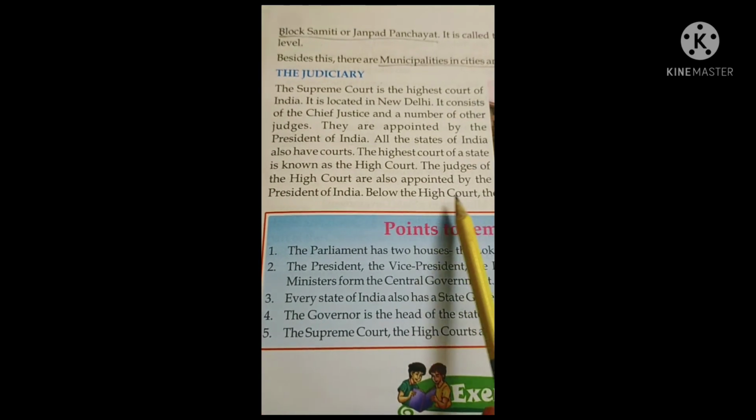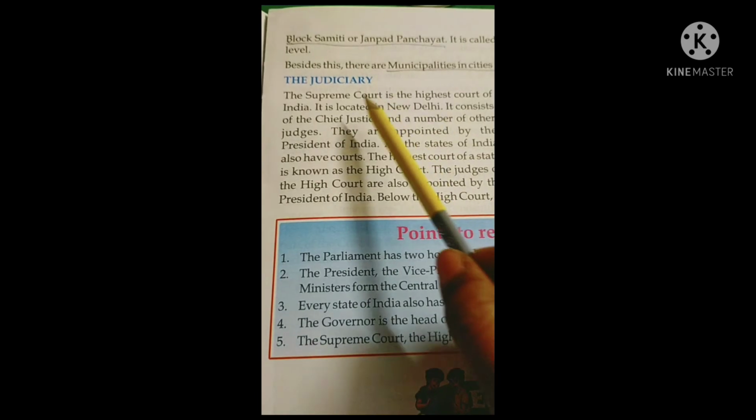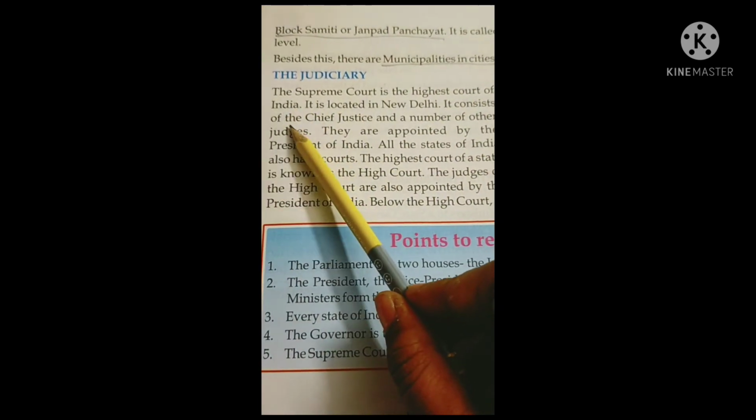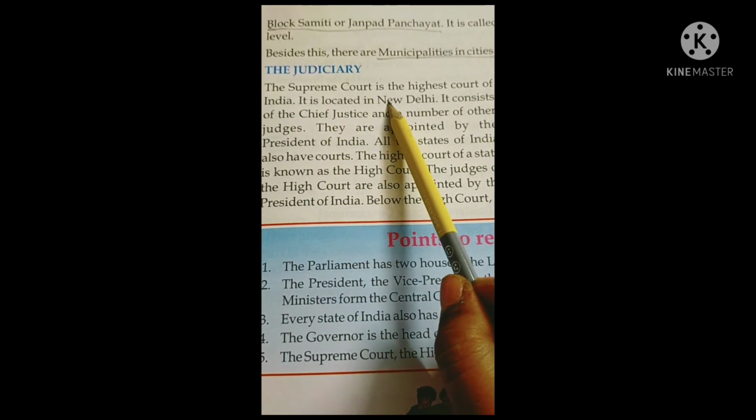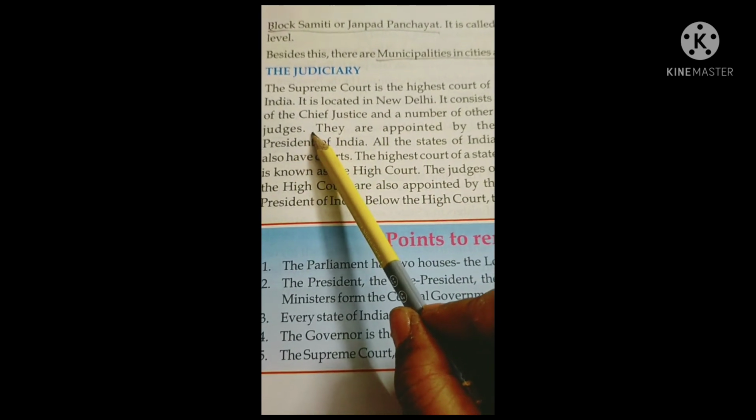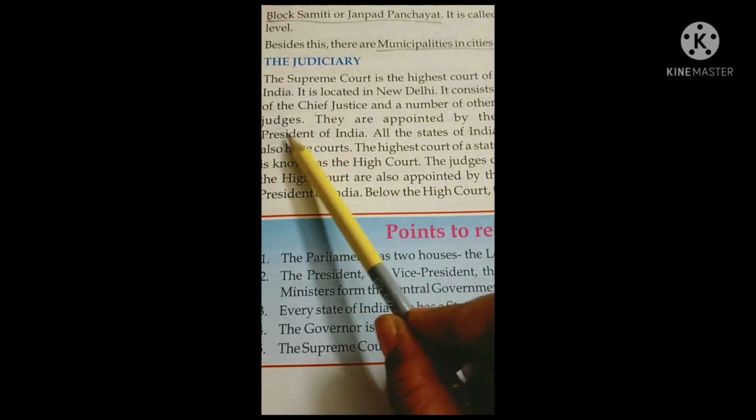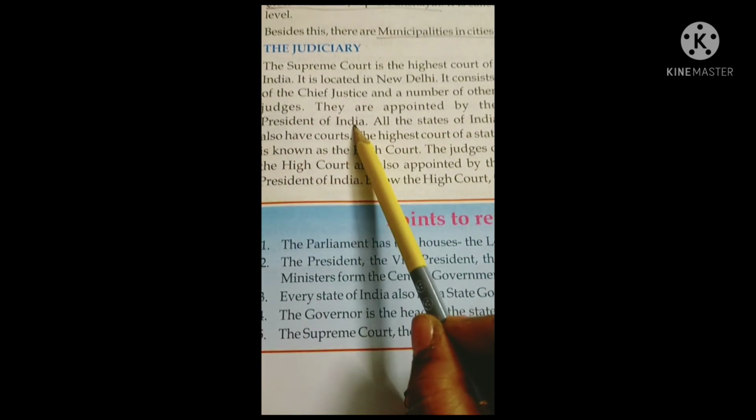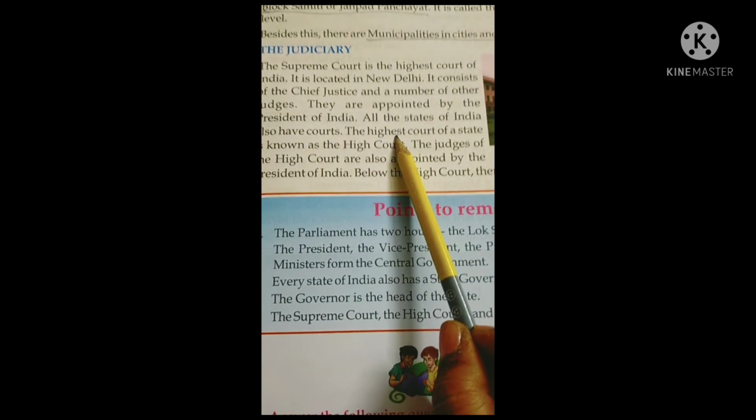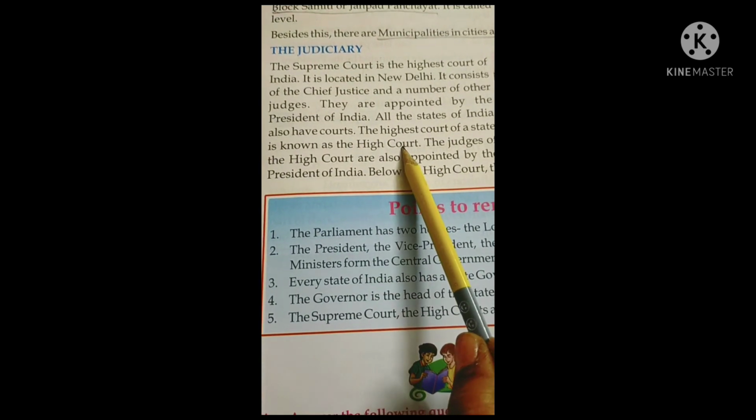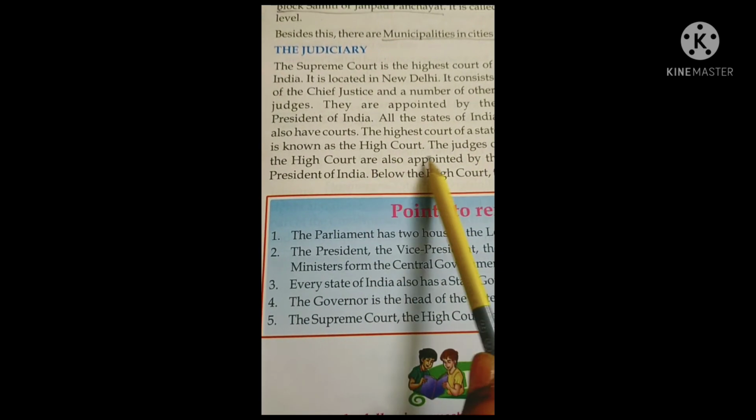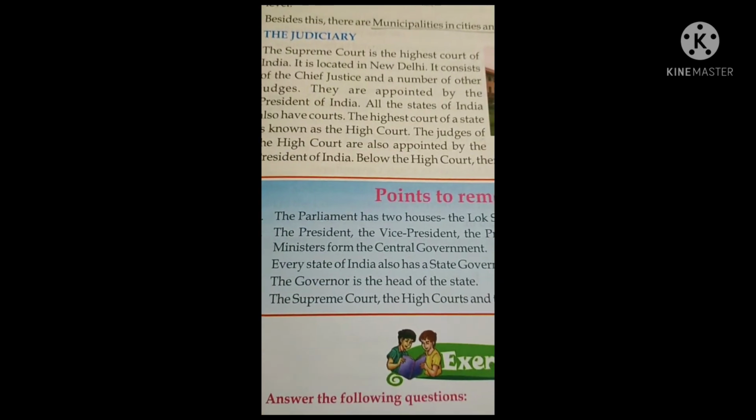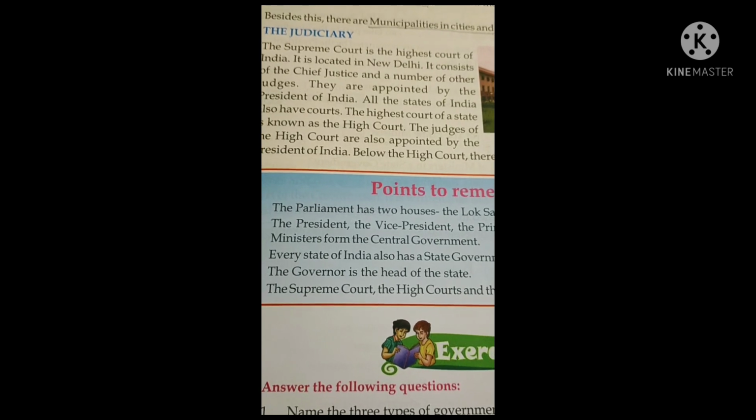If they are not satisfied by that decision also, then they can go to the Supreme Court, because the Supreme Court is the highest court of our country and it is located in Delhi, and there are the Chief Justice and a number of other judges. And who appoints the Chief Justice and other judges? President. Then at state level also there is a High Court, and the judges of the High Court are also appointed by the President. So read the lesson thoroughly and ask if there is any doubt.